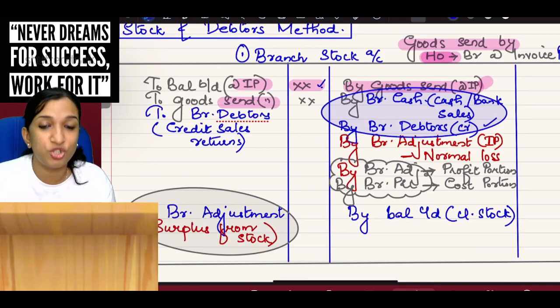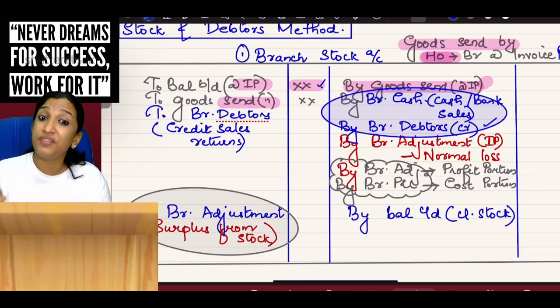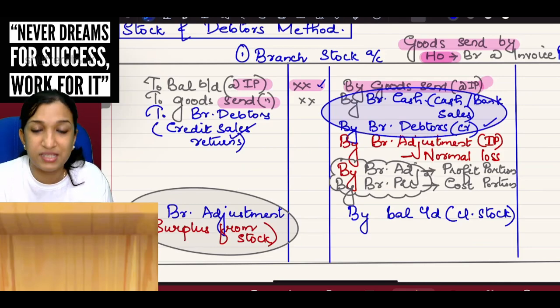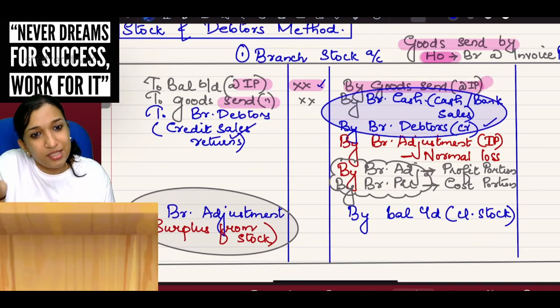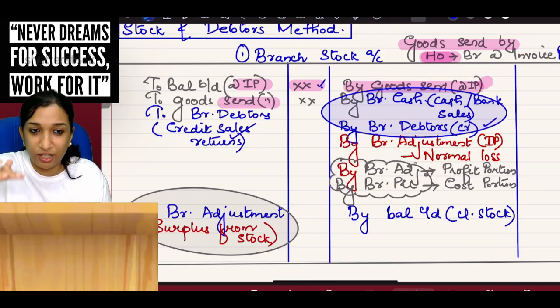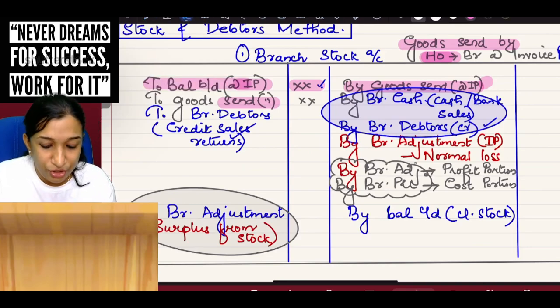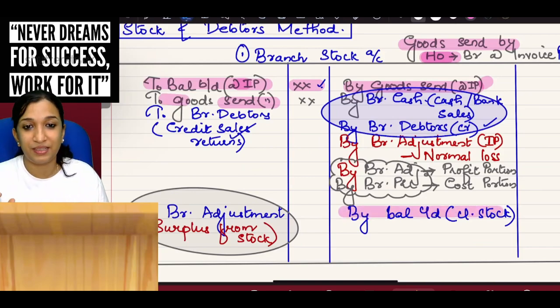Okay, now by branch debtors for credit sales. If sales returns are given, always assume it is credit sales returns, or reverse the entry. Sales return, what happens? Branch stock increases, to branch debtors. Stock increases, debtors reduces. Okay, fine. So, to balance brought down, to goods sent, by goods sent. Goods sent transferred, by goods sent is returns. Sales returns. Now balance carried down.